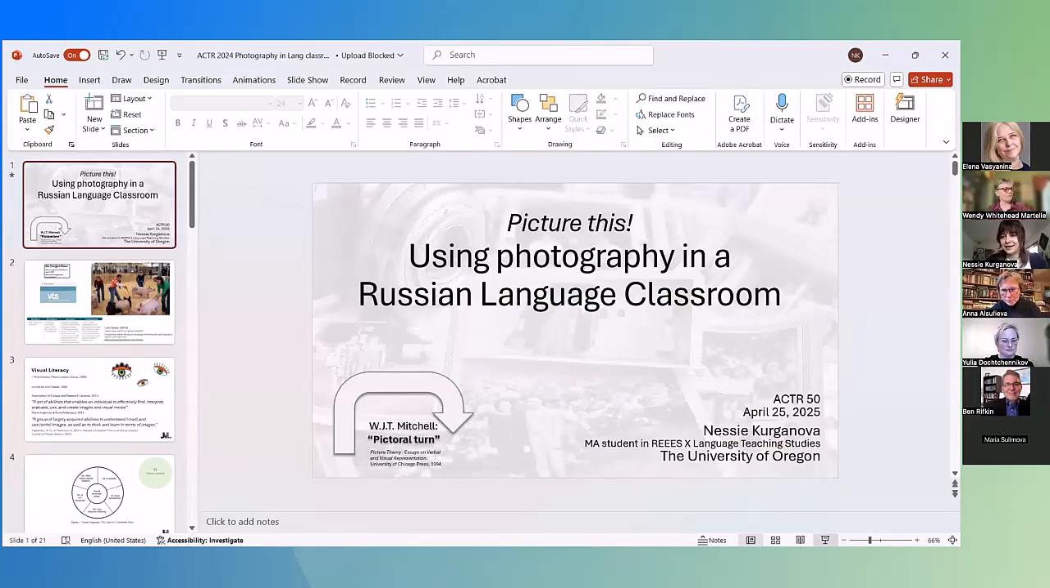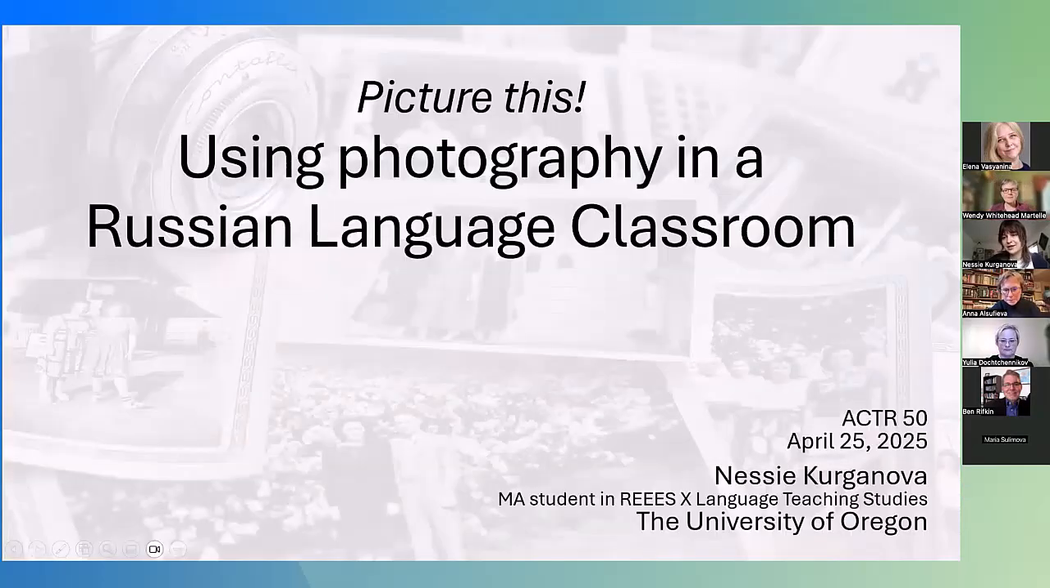So my name is Nessie. I am a master's student at the University of Oregon in the Russian Eastern European department, but also language teaching studies. So I'm kind of on the intersection, and I'll be talking about visuality in the language classroom, but particularly realistic visuality and static, so photography.